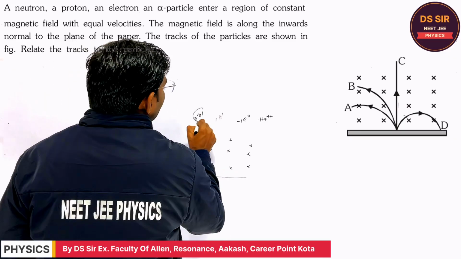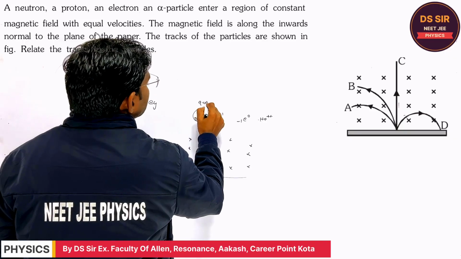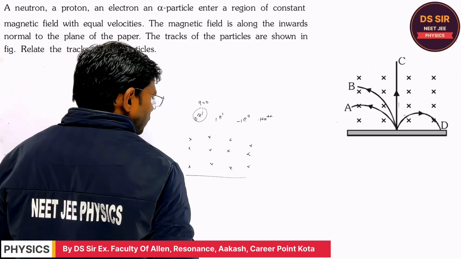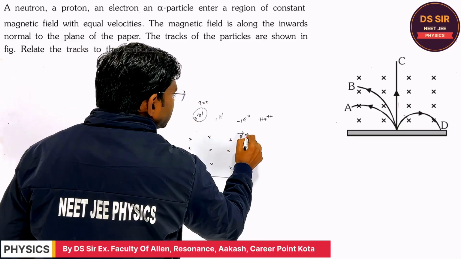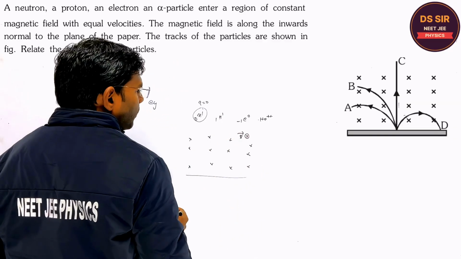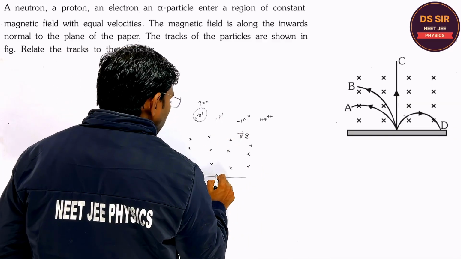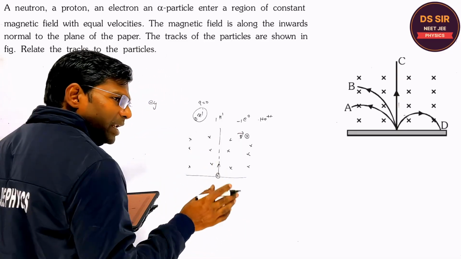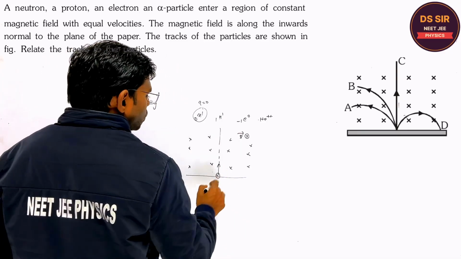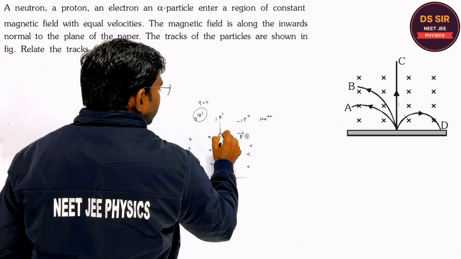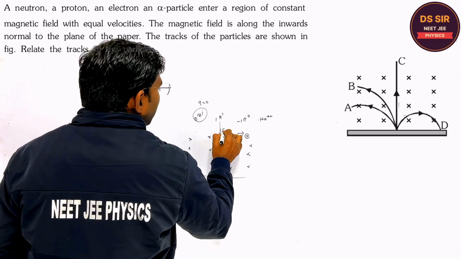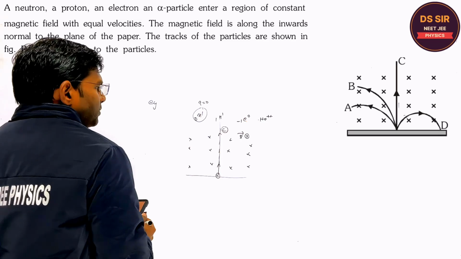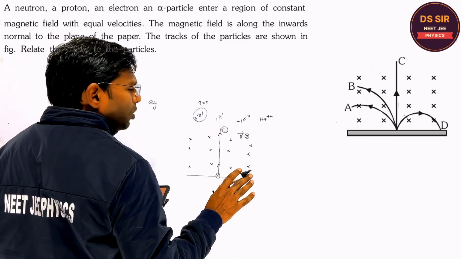If you consider the neutron, what is the charge on it? Zero. So if the magnetic field is perpendicular, into the board, the neutron experiences no force from the magnetic field, so it will go undeviated. So which is that particle? C. Are you getting it or not?